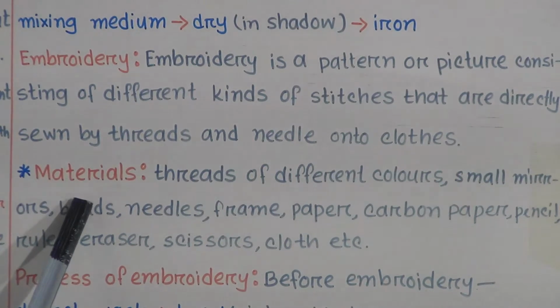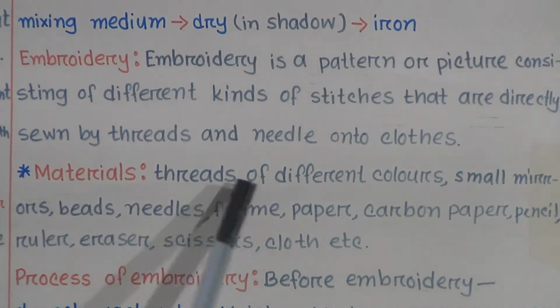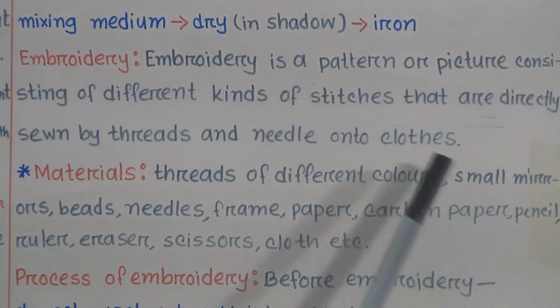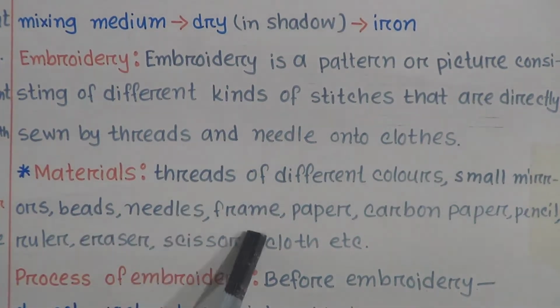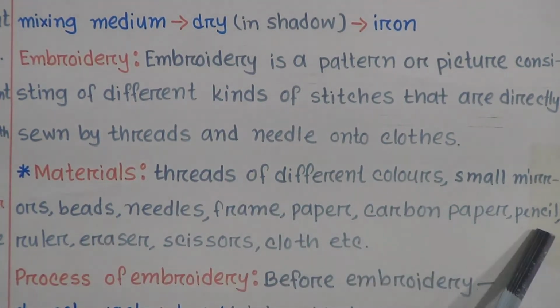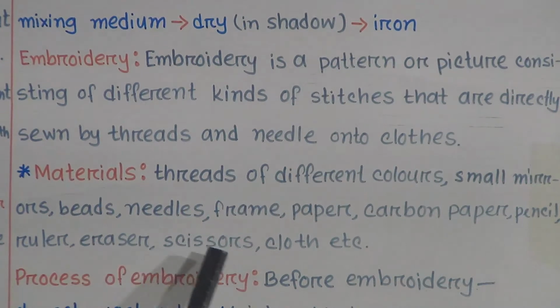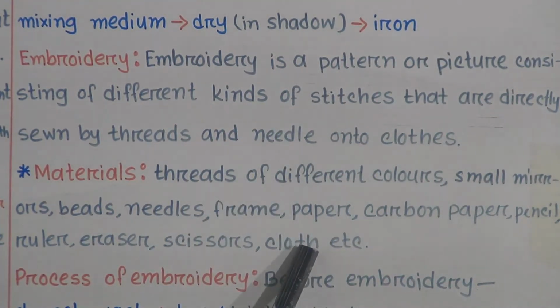Okay, now we'll learn the materials of embroidery. Threads of different colors, small mirrors, beads, needles, frame, paper, carbon paper, pencil, ruler, eraser, scissors, cloth, etc. All these are the materials for embroidery. Now we'll learn the process of embroidery.